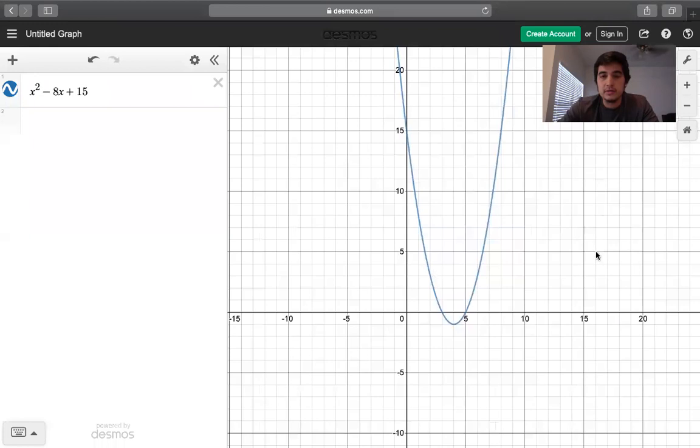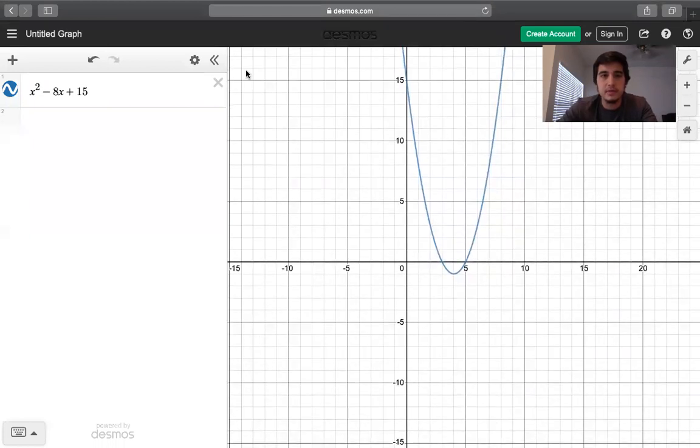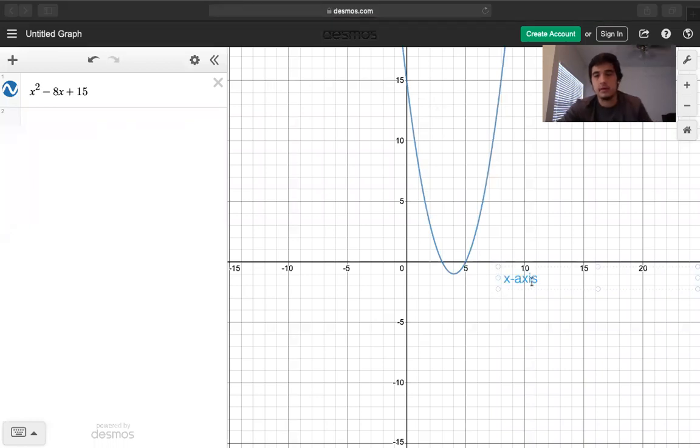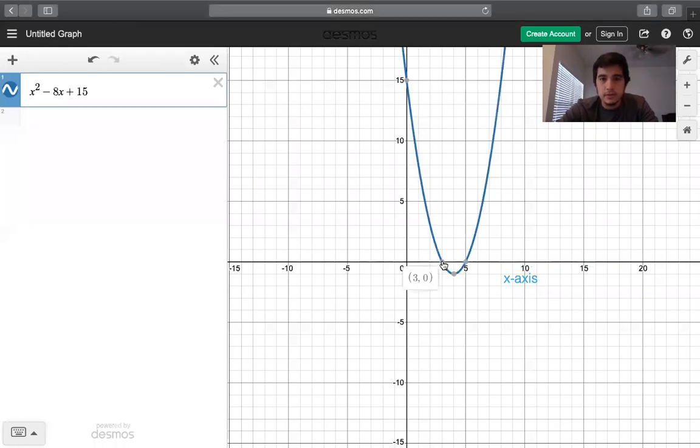Okay? So just looking at this, let me zoom in a little bit. Looking at my x-axis, we can even label it. I can make it blue. So if I have my x-axis, how many times does my graph cross the x-axis? Well, if I look, it crosses it 1, 2 times. Okay, so automatically I can write, I have 2 solutions.